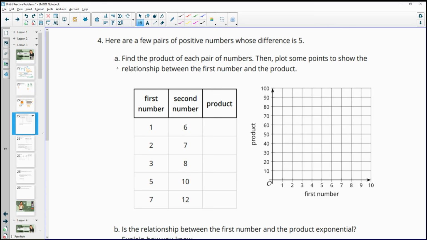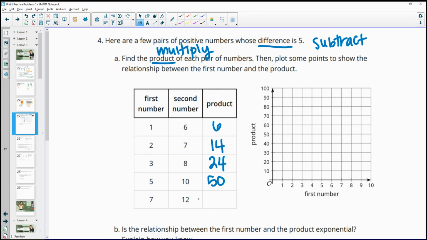Okay, number 4, here are a few pairs of positive numbers whose difference is 5. So difference means they subtract to 5. Find the product, so multiplication, of each pair of numbers, then plot some of the points to show the relationship between the first number and the product. So we'll do 1 times 6, which is 6, 2 times 7, which is 14, 3 times 8, which is 24, 5 times 10, which is 50, and 7 times 12, which is 84.